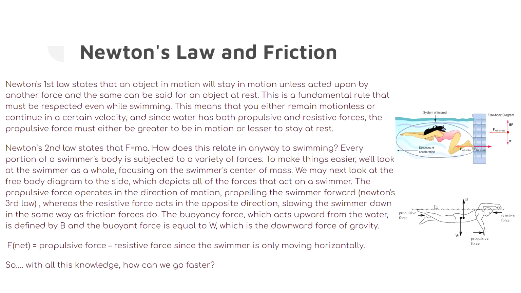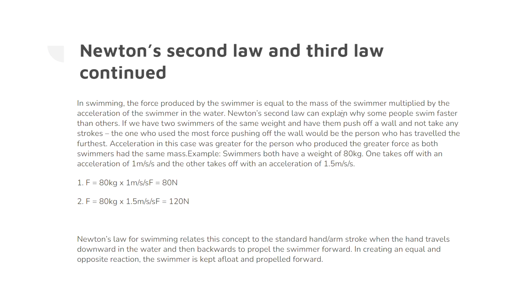So how do we go faster with this knowledge? And we'll continue, and let me just continue on with Newton's second law and third law. So in swimming, the force produced by a swimmer is equal to the mass of the swimmer multiplied by the acceleration, as stated earlier. And Newton's law explains why some people swim faster than others.